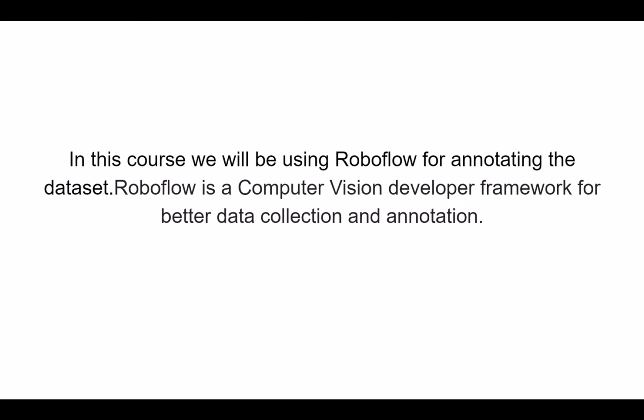So now the question arises: how will we draw the bounding box around the images? In this course we will be using RoboFlow for annotating the dataset. RoboFlow is a computer vision developer framework for better data collection and annotation. We can just upload our dataset on RoboFlow, and then inside the RoboFlow editor we can open the images one by one, draw a rectangle around each object and assign a label to it. It's a very simple process. In our next lecture we will explore RoboFlow and start the data annotation process for training our fruit recognition model. So see you in the next lecture.